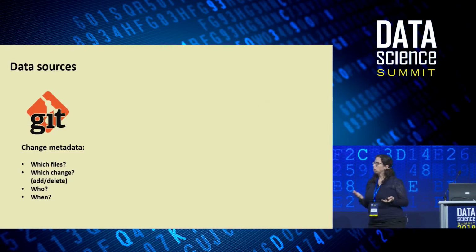So we started to think which data can be used for this solution. And the first thing that we can use is a version control system, for example, Git. We have data about the changes. We know which file were changed, what was the change, who changed it, and when. This is very relevant information.